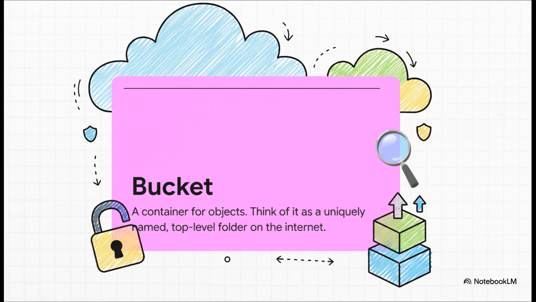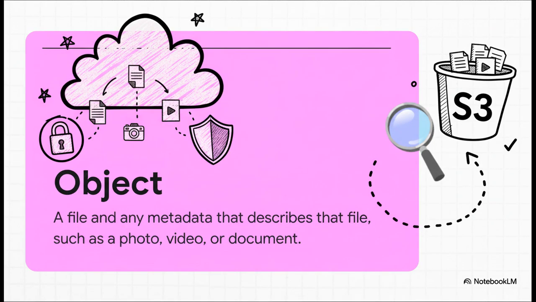Now, to really use S3, you just need to get two core ideas down. The first one is the bucket. This is basically the main container where you're going to store all your data. You don't just throw files into the cloud, you put them inside a bucket that you create and name yourself. It's your top-level folder.